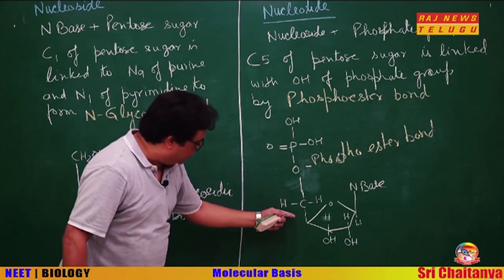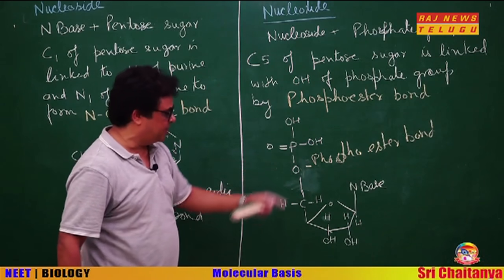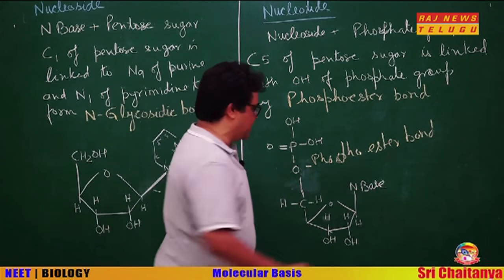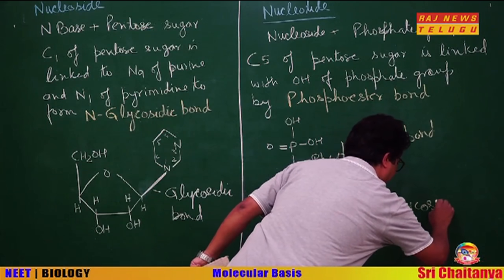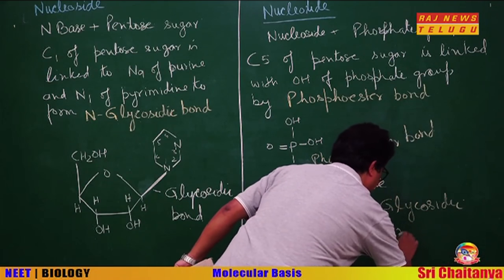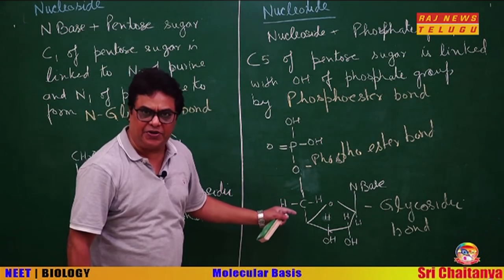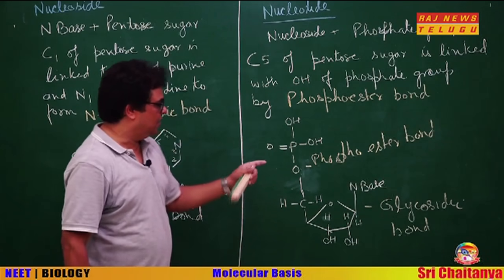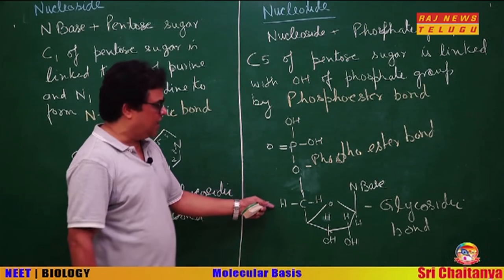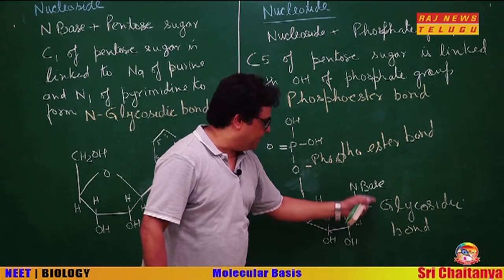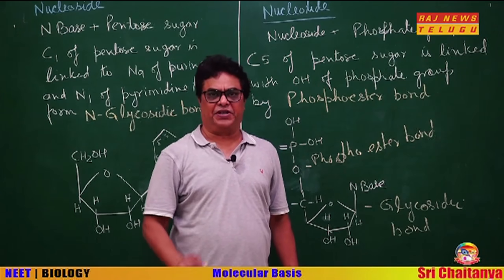The pentose sugar is attached to the phosphate group through a phospho-ester bond, and it is attached to the nitrogenous base through the N-glycosidic bond. So if you are asked how many types of bonds are present in a nucleotide, the answer will be two: a phospho-ester bond between the phosphate group and the pentose sugar, and a glycosidic bond between the nitrogenous base and the pentose sugar. So this completes the structure of nucleotide.